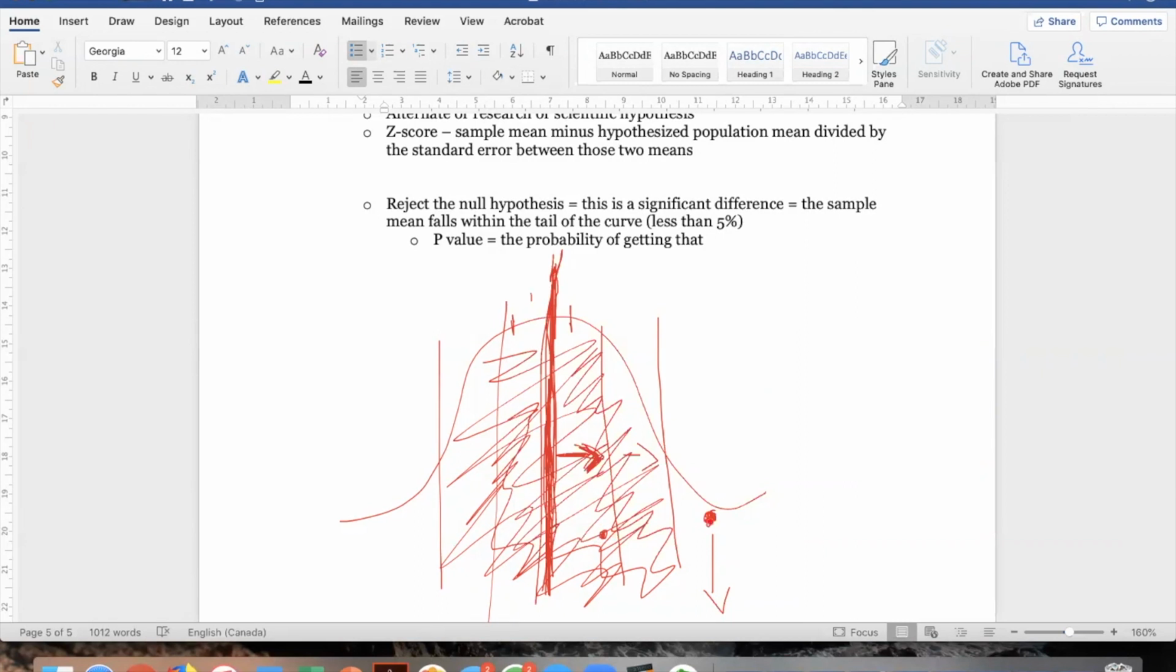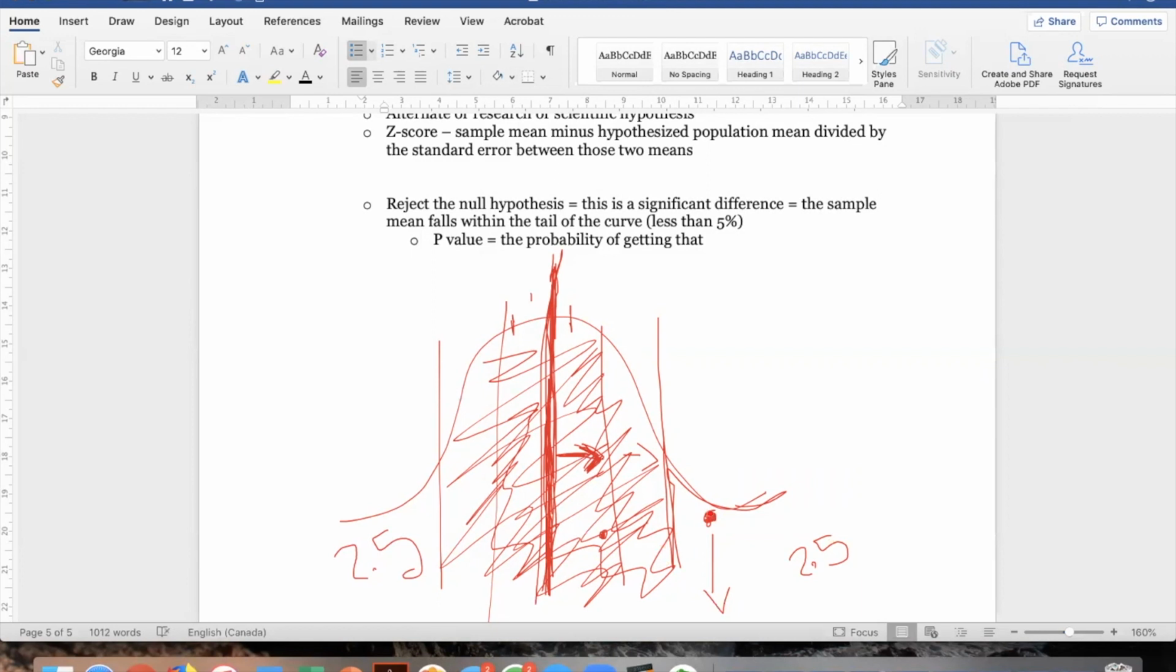But if your score lands over here, it's in that 5%. And we talked about this before, right? You've got the 2.5% on this side and your 2.5% on the other side. It's really hard to do this. So because it's a two-tailed test, and we'll talk about that later too.